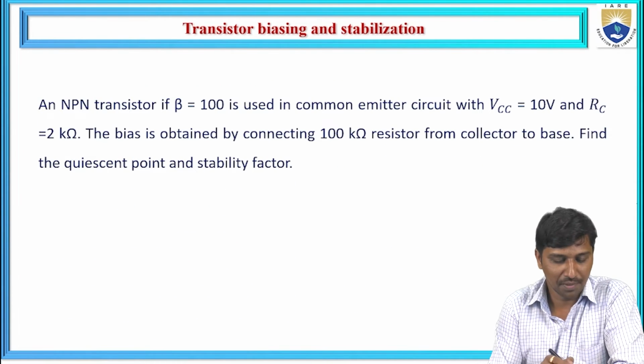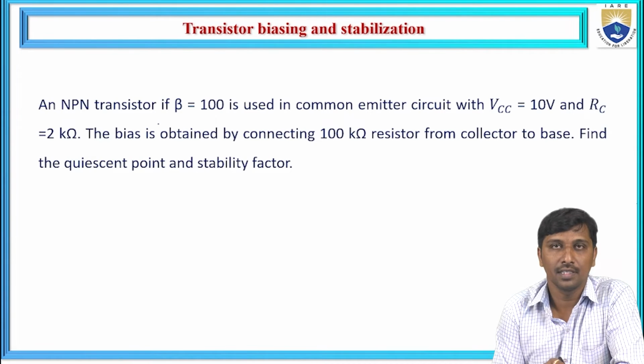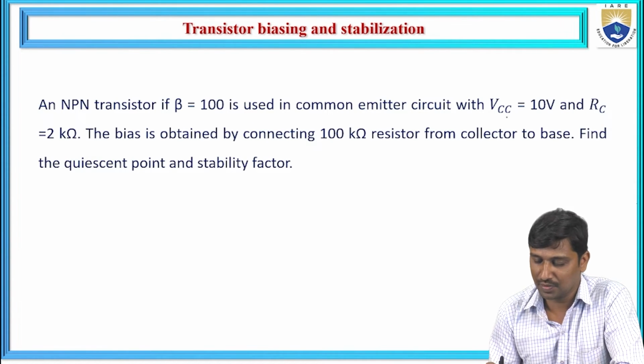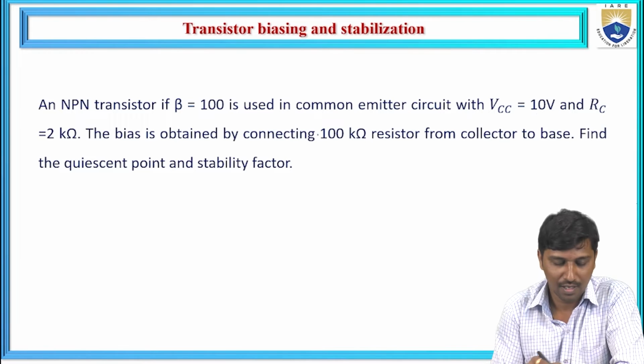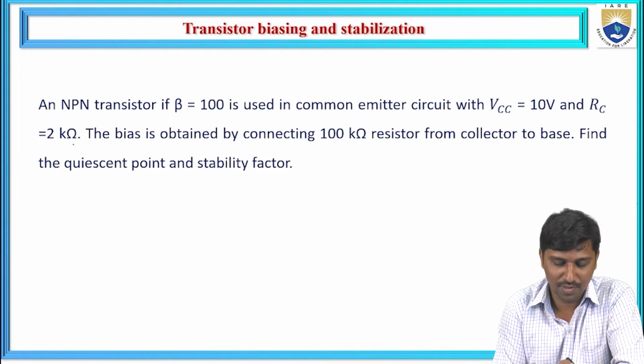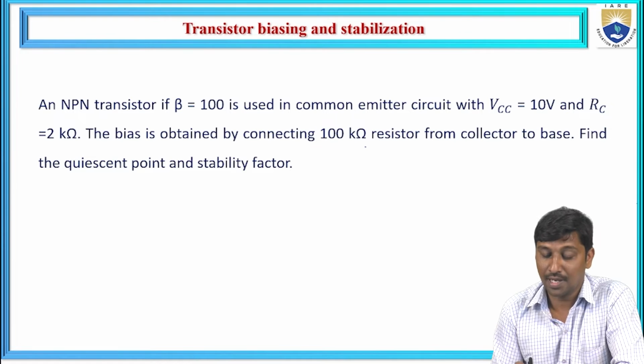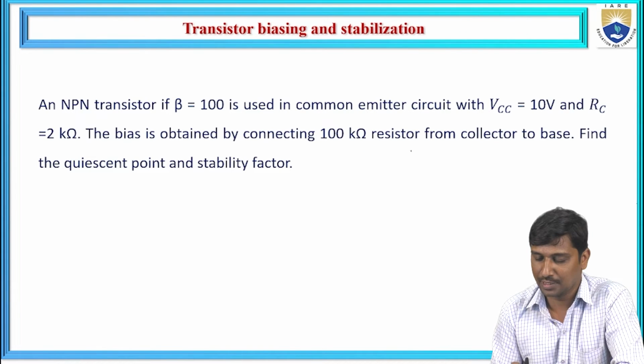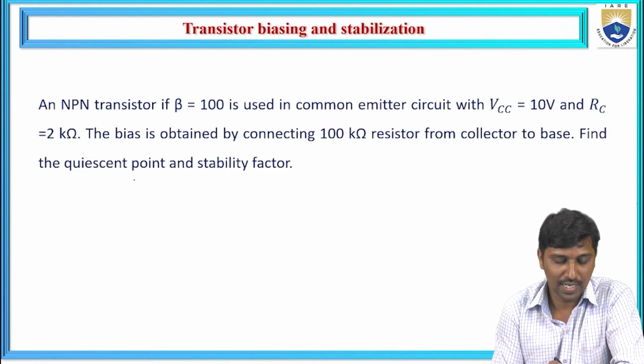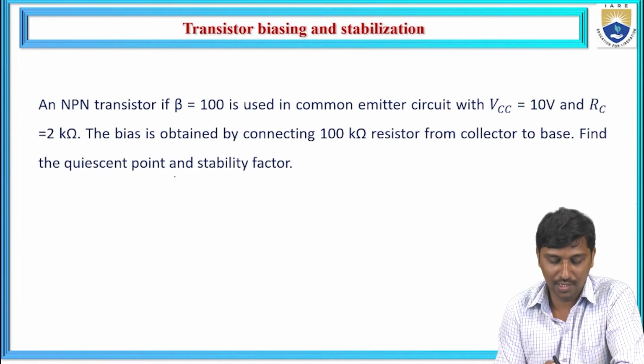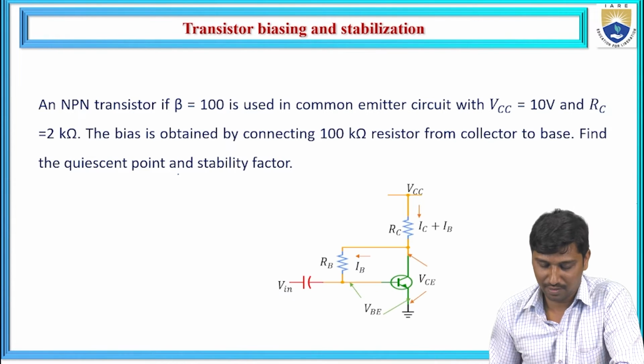Now, another question. An NPN transistor with beta 100 is used in a common emitter circuit with VCC of 10 volts and RC of 2 kilo ohms. The bias is obtained by connecting a 100 kilo ohm resistor from collector to base. Find the quiescent point and stability factor.